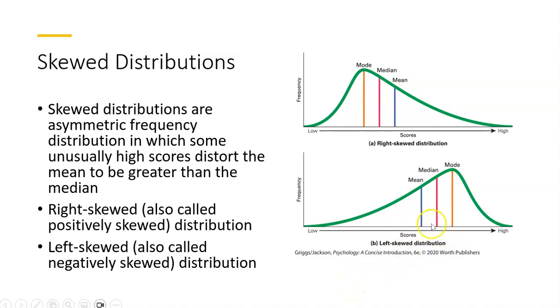The left skew, again, the blue line, the mean is pulled toward the long tail. The mode stays where the most common score would be, the median somewhat less affected than the mean. So a right skew is also often called a positive skew because it goes toward the high scores. The left skew is often called a negative skew because the skew is in the direction of lower scores. I tend to prefer right and left just because it's less confusing than positive and negative.